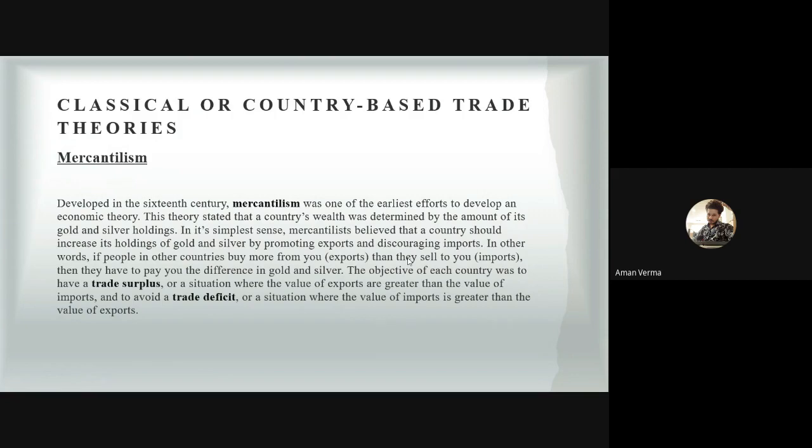In other words, if people in other countries buy more from you, exports, than they sell to you, imports, then they have to pay you the difference in gold and silver. The objective of each country was to have a trade surplus, or a situation where the value of exports is greater than the value of imports, and to avoid a trade deficit, or a situation where the value of imports is greater than the value of exports.